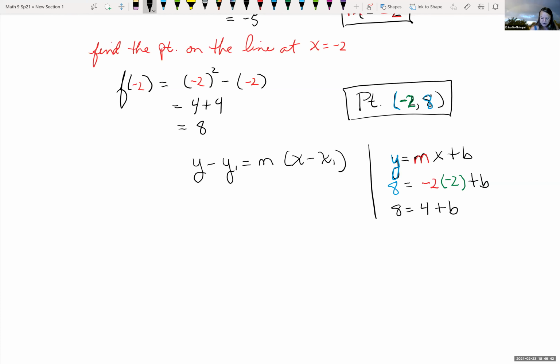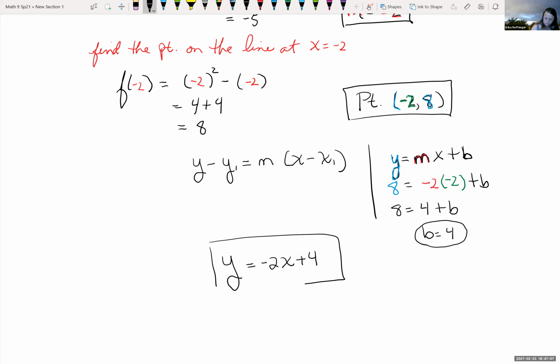To isolate b, we would subtract 4 on both sides. I get b equals 8 minus 4 is 4. So if b is 4, and I know my slope is -2, we know what the equation of the line is. y equals my slope -2 times x plus 4. So this is the equation of the tangent line at x equals -2.